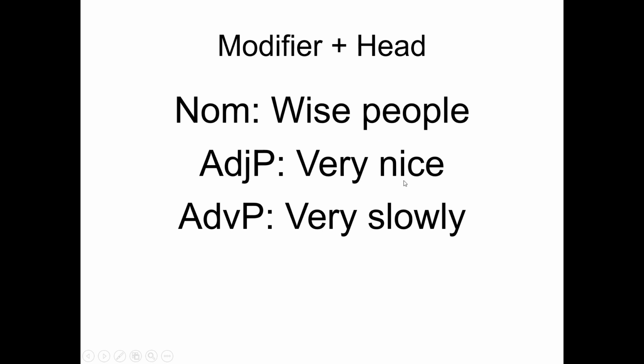What is she like? She is very nice. She is nice. So the modifier very isn't necessary, just like adjunct in a verb phrase. How does she read? Very slowly. How does she read? Slowly. So again, the modifier very, the degree adverb, isn't necessary, but the head, the common adverb slowly, is necessary.